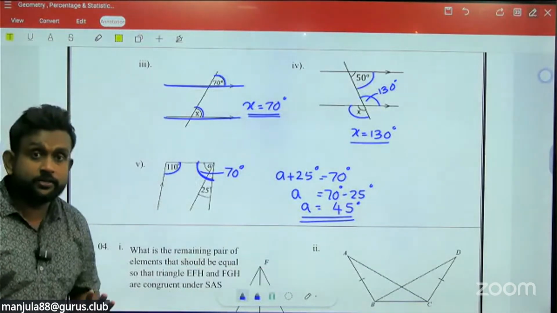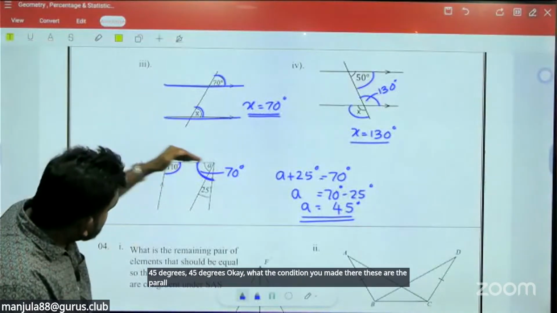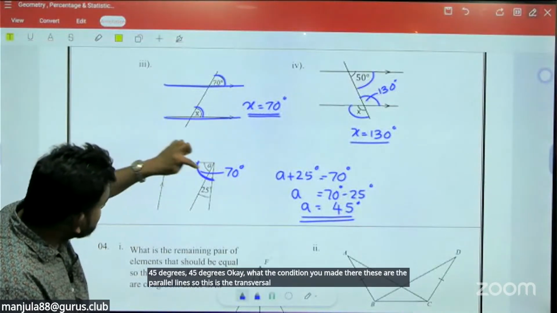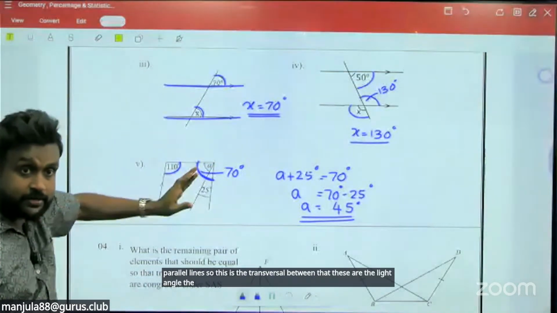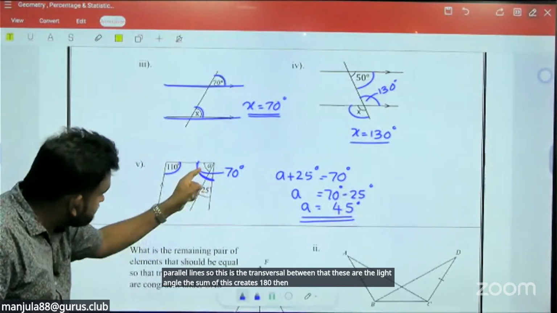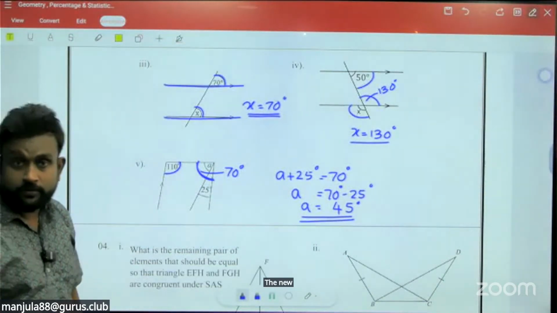Okay, what condition did you use there? These are the parallel lines, so this is the transversal. Between them, these are the allied angles. The sum of these is 180. Then this part becomes 70. 70 is the sum of these two angles. Then you found the A. Okay, fine.